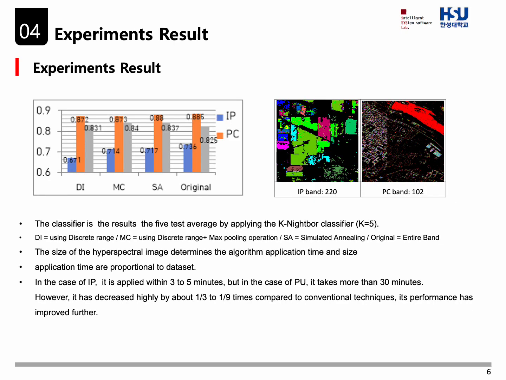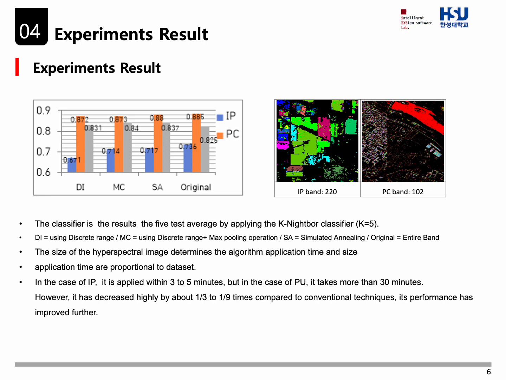For experiment result, the classifier result is the average of 5 tests applying the K-neighbor classifier. In the graph, DI is using discrete range, MC is using discrete range and MaxPooling operation, SA is simulated annealing, and original is using the entire band.